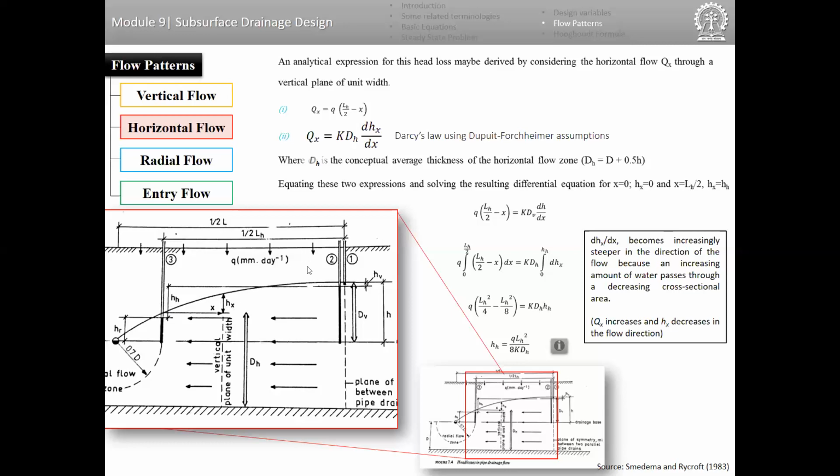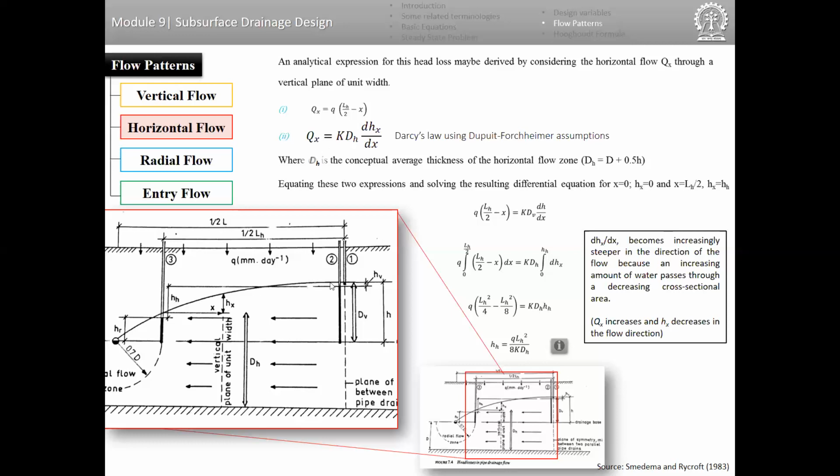So whatever recharge is happening here, Q multiplied by LH by 2 minus x is the recharge that is happening towards the drain. That is given by equation 1. Similarly, we can apply Darcy's law using the Dupuit-Forchheimer assumption, that is, parallel flow lines and vertical potential lines. So we can write the expression like this.